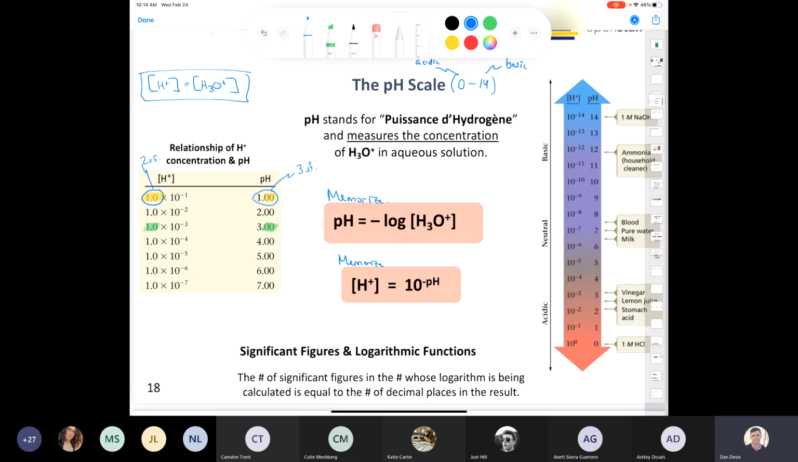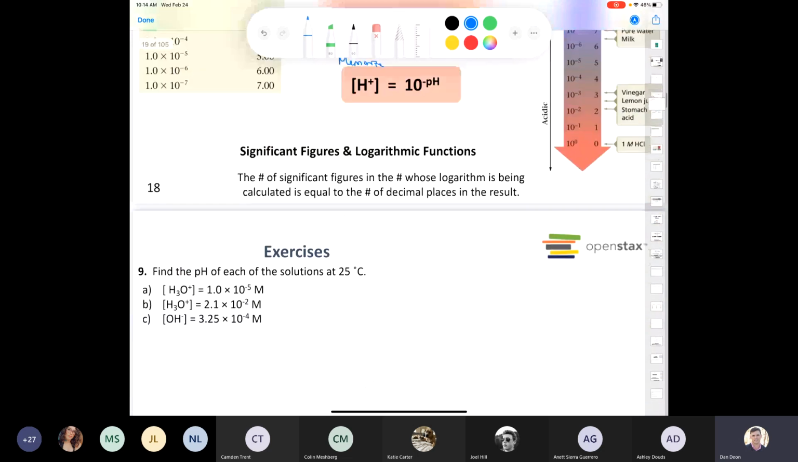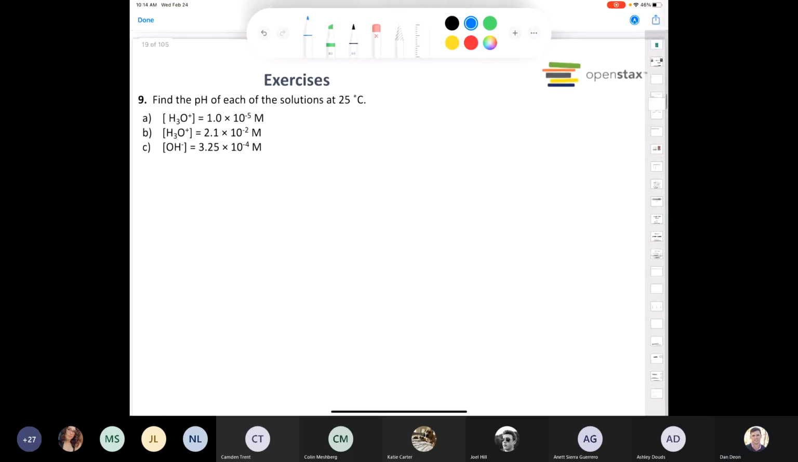Who's enjoying acids and bases so far? Anybody? Kind of fun. The first class is always really fun, just an introduction to the concept of what's an acid and what's a base: Arrhenius, Bronsted-Lowry, Lewis, and then we get into pH.